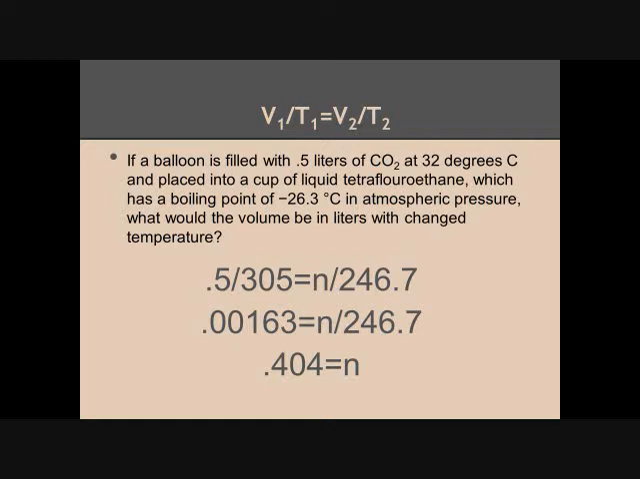So you're going to substitute your variables, and you're going to have 0.5 divided by 305 equals n divided by 246.7. So 0.5 divided by 305 is 0.00163. And then you multiply that by 246.7 to get n by itself, and you end up with 0.404 equals n.